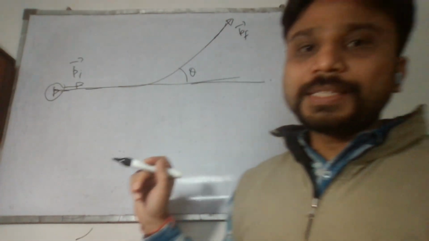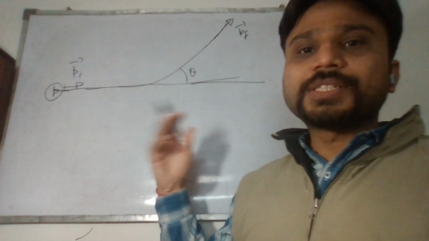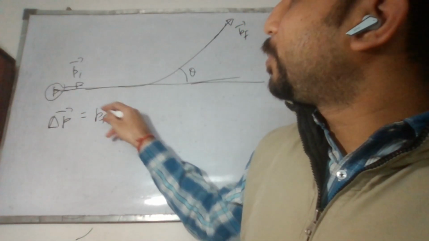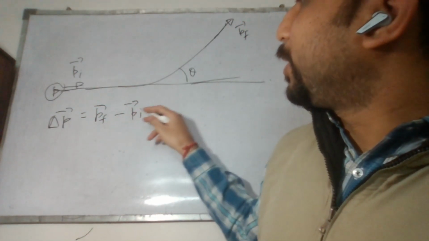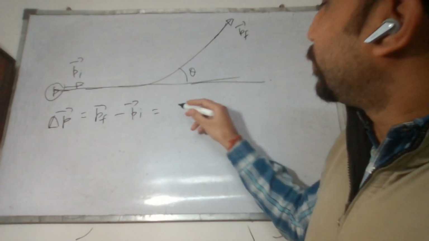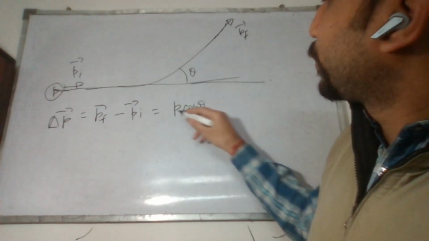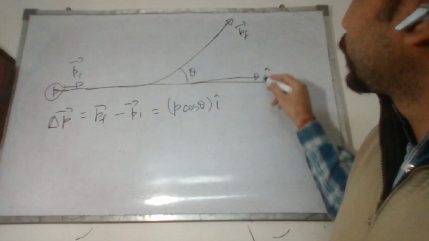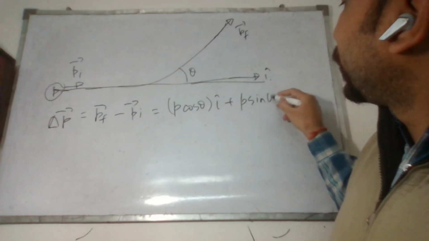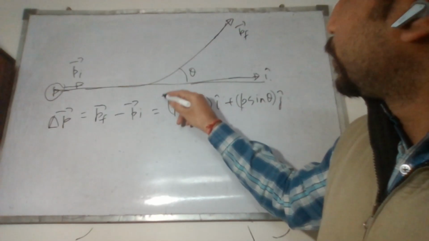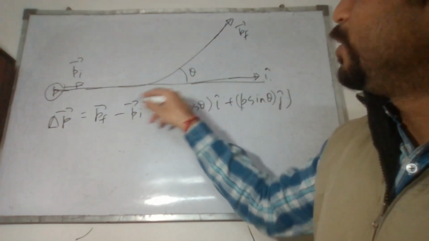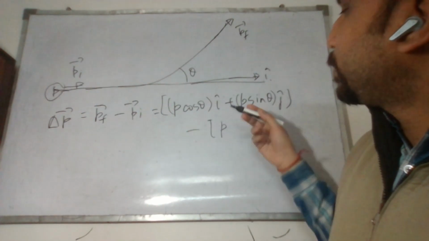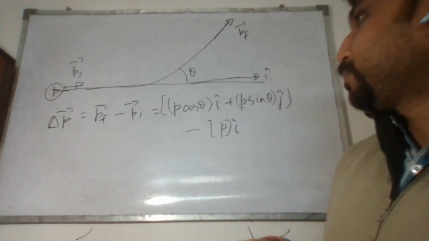Initially it is going along some horizontal axis and it has deflected finally. The purpose of writing this is to understand the change in momentum. The change in momentum, delta P, is simply final momentum minus initial momentum. The final momentum is P cos theta i cap, because this is the i cap direction, x axis, plus P sin theta j cap, and subtracting from it the initial momentum of the incoming particle. The incoming particle's initial momentum is P only, it will be P i cap.